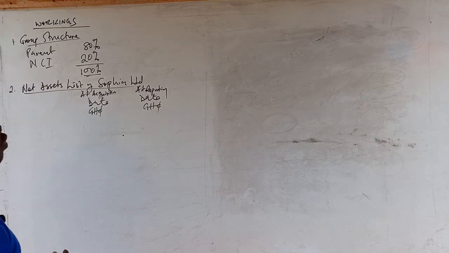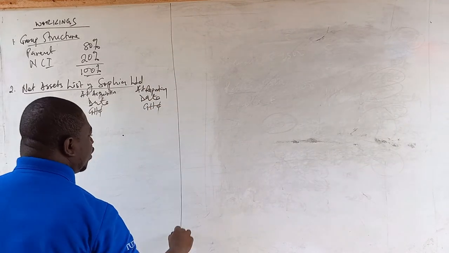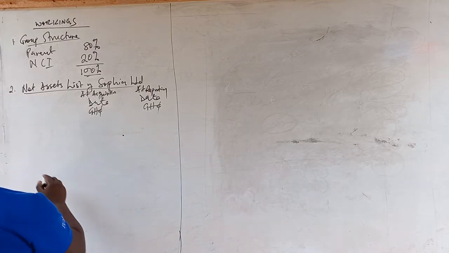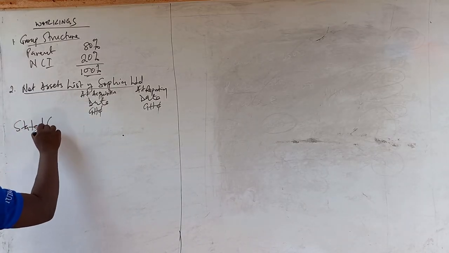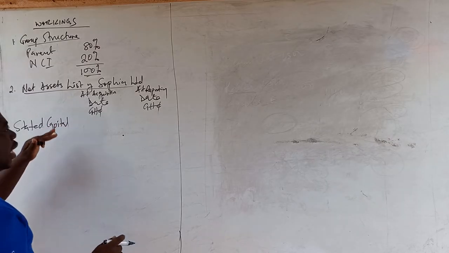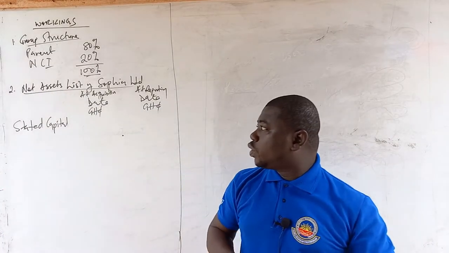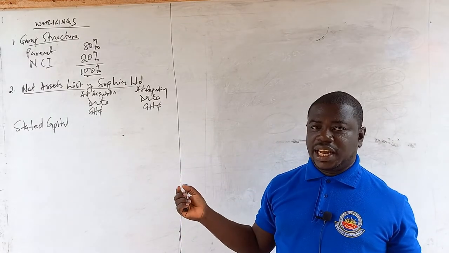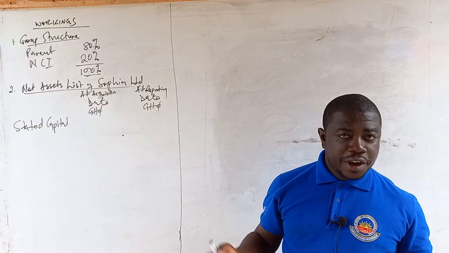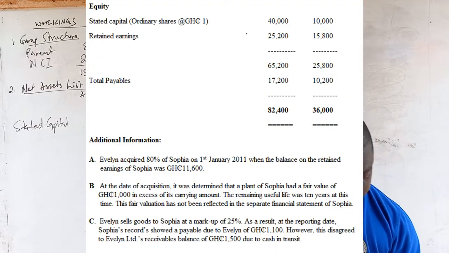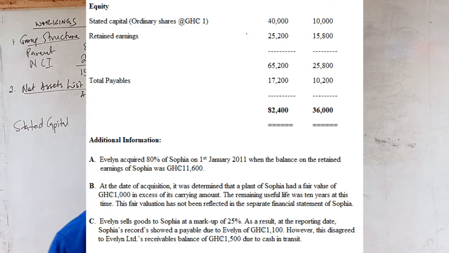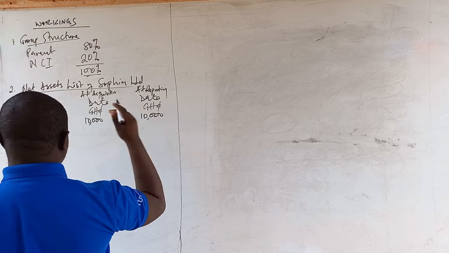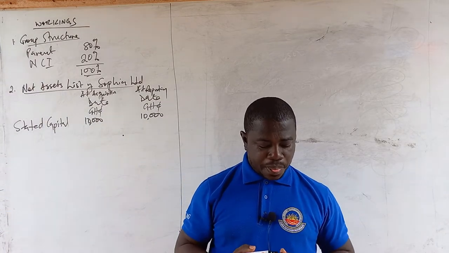All right, so we are going to look at the net asset list of the subsidiary, both at acquisition date and at reporting date. So we are going to begin with the stated capital of the subsidiary. Please, this is only for the subsidiary. Take note. So at the acquisition date, the stated capital of the subsidiary, nothing is said about it. So we assume it has been the same from the acquisition date. And then according to the question, it's 10,000 Ghana cedis. So we have 10,000 cedis for acquisition, and then at the reporting date, it remains 10,000 Ghana cedis.